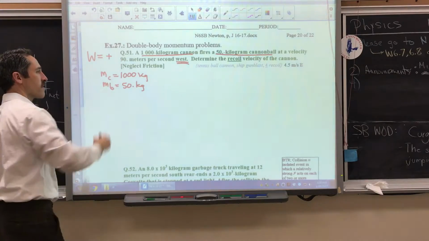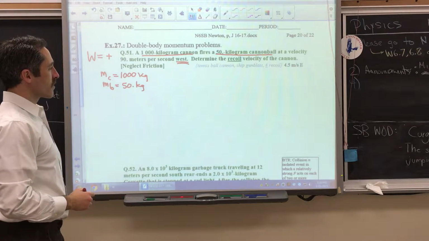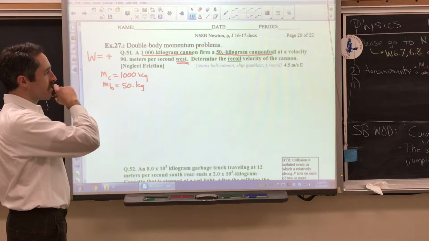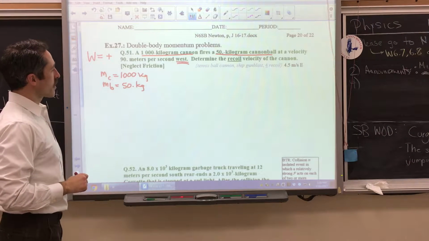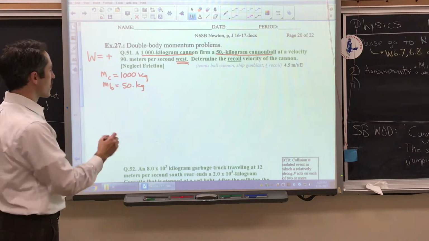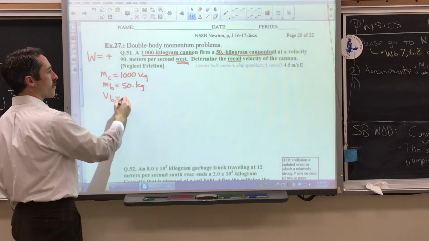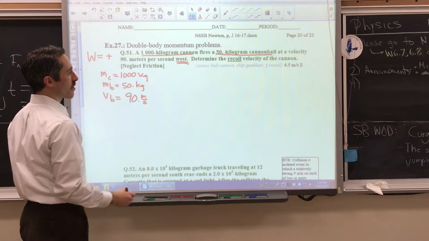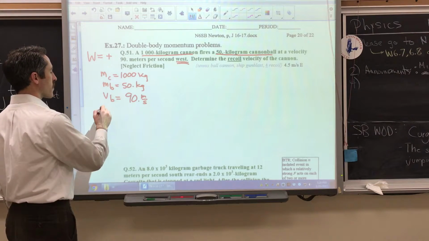Let's declare west positive. We're dealing with velocities, vectors, momentum, vectors, so keep track of your direction. So, what's traveling at that velocity? Fires a 50 kilogram cannonball at a velocity. So it's the velocity of the ball. We define west to be positive, so we can leave that 90 meters per second. Determine the recoil velocity of the cannon.